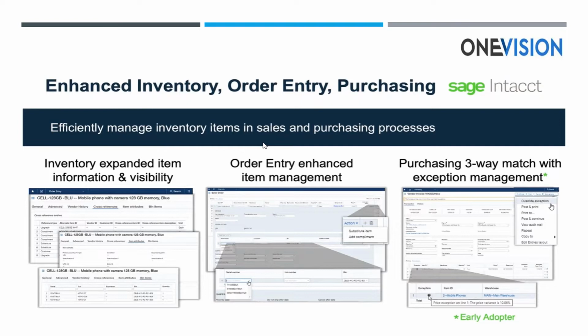For early adopters, three-way matching for purchasing has been introduced. Three-way matching is a process of matching the quantities and prices on the vendor invoice, the purchase order, and the receipt to validate the details of a purchase before creating the AP bill.